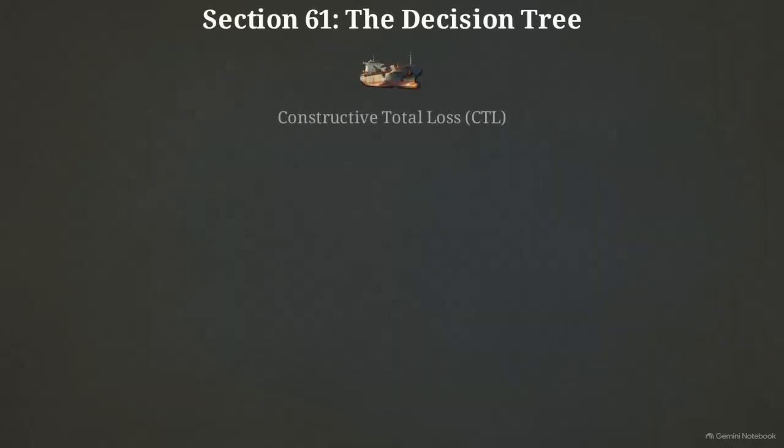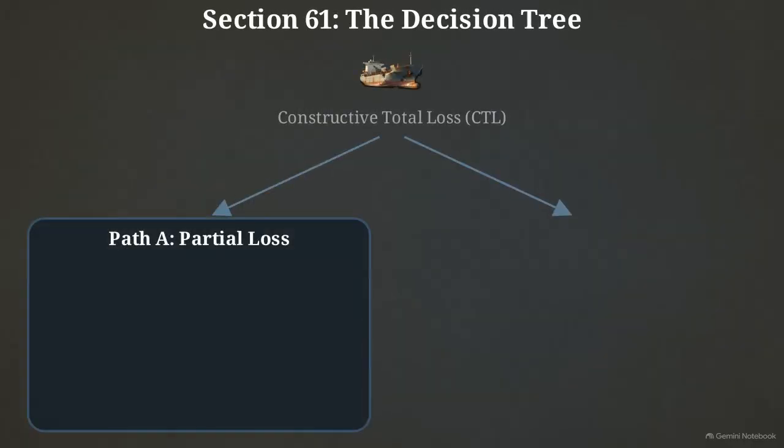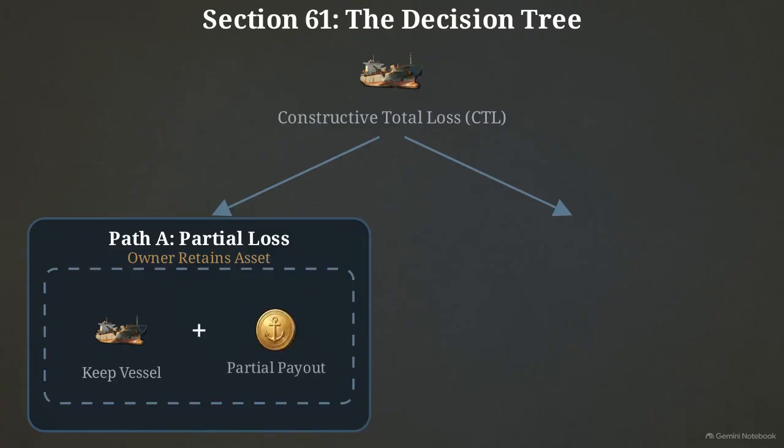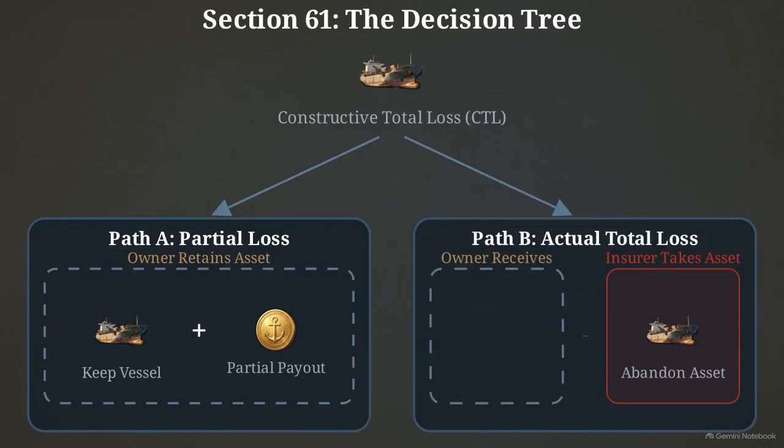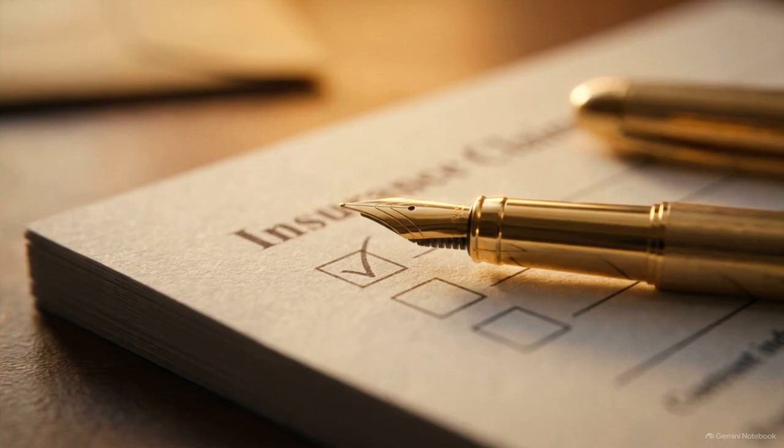Section 61 creates a decision tree. The owner has a choice. Path A, keep the battered vessel, accept a smaller partial loss payout, and try fixing it. Or Path B, abandon the ship to the insurer and claim the full actual total loss payout. A constructive total loss is ultimately a strategic choice. It is an option the owner must actively trigger.